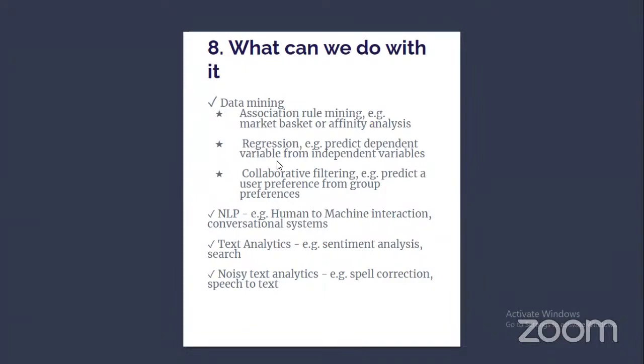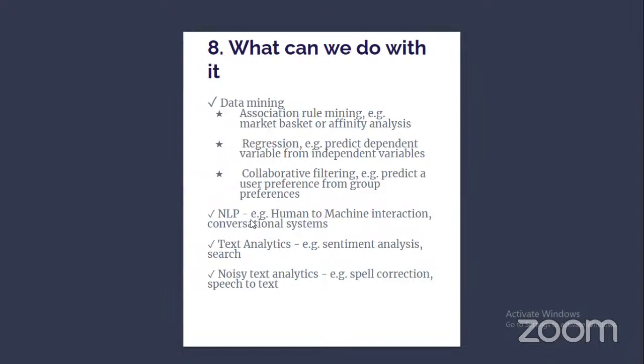Regression: predict dependent variables from independent variables. So regression helps in identifying the relationship between two attributes, or multiple attributes, in your data set, right? So it helps in predicting the dependent variable from independent variables. Collaborative filtering is an example: predicting user inference from a group of inferences. So various example use cases of what we can do with data.